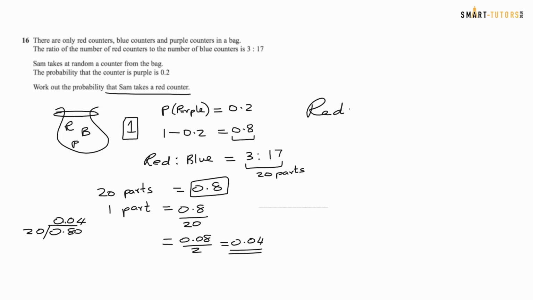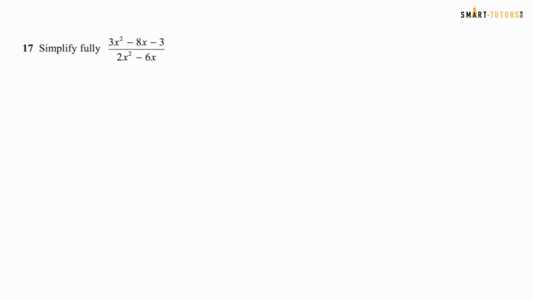They are asking to work out the probability that Sam takes a red counter. For the red counter it is 3 parts. So 3 times 0.04, which is 0.12. So the answer for taking a red counter is 0.12. That's our final answer.